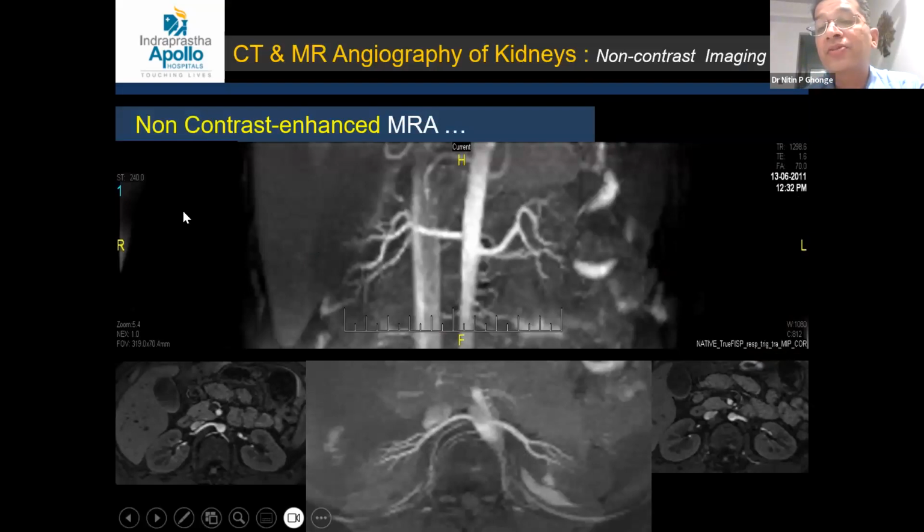Another option apart from contrast ultrasound is non-contrast enhanced MR angiography. So CT angiography always requires contrast, but with MRI it is possible to do angiography without the need for contrast. And these are the images of non-contrast MR angiography. You can see the renal vessels, the aorta very nicely, and even up to the segmental branches on both sides.